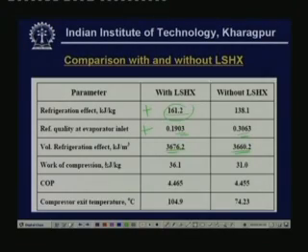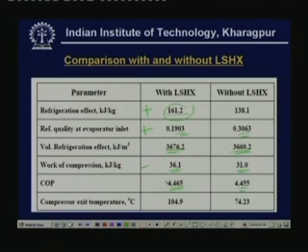Then work of compression. Obviously with the liquid suction heat exchanger, work of compression has increased because the isentropes in the superheated region are flatter compared to the isentropes closer to the vapor dome. So, this is 36.1, this is 31. So, this is actually a negative. And COP you can see is almost the same, it is 4.465 with liquid suction heat exchanger and 4.455 without liquid suction heat exchanger.